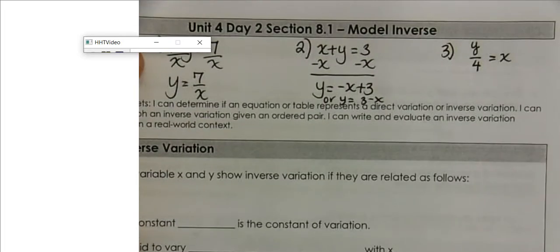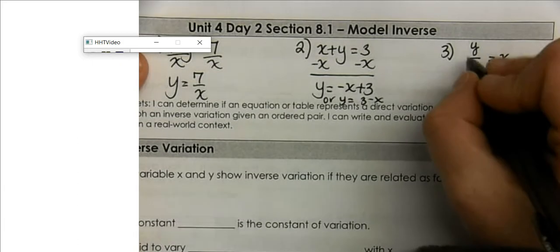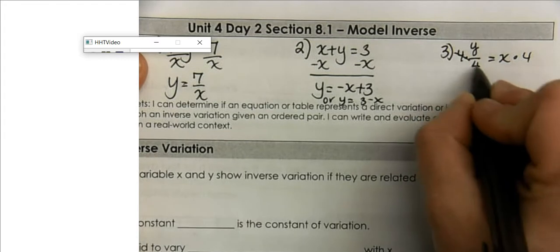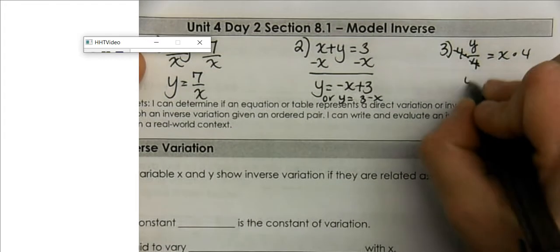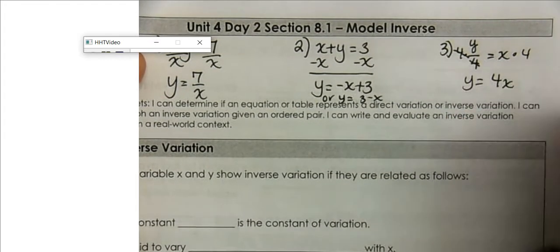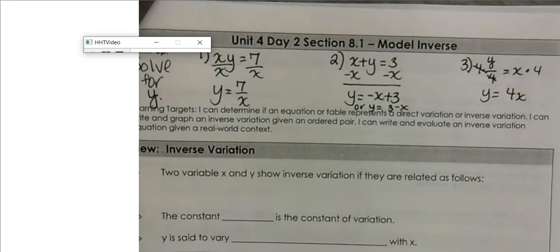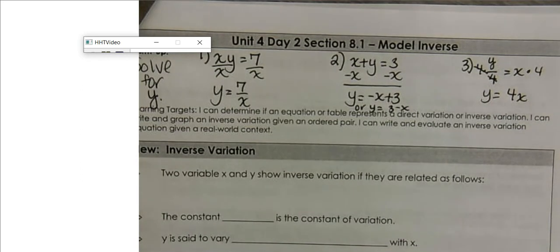And number 3, I need to undo the division of 4 by multiplying both sides by 4. The multiplication of 4 eliminates the division of 4, and we are left with y is equal to 4 times x. And this skill of getting y alone is one of the skills that you will need for this lesson, because looking at these different types of y equals equations will help us to decide whether or not we have an inverse, direct, or neither situation.